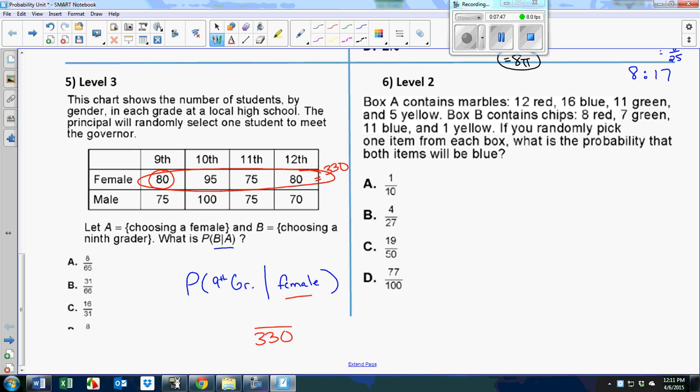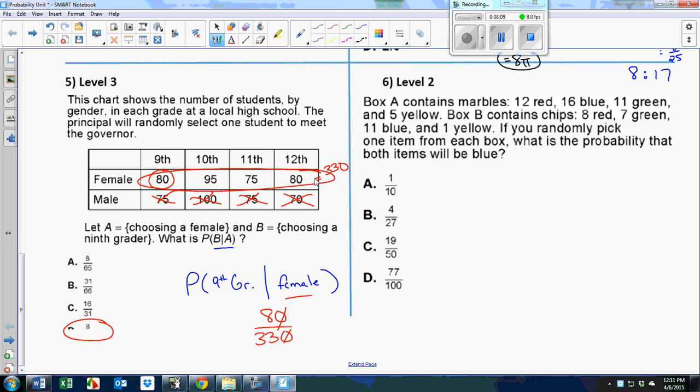Well, those 80 ninth graders are the only people possible because, again, you're ignoring males. They don't fit the given condition. So 80 out of 330 reduces to 8 over 33, which is the answer that got cut off. I think you can see it on your paper copy a little better, but it still got cut off a little bit. 8 over 33.